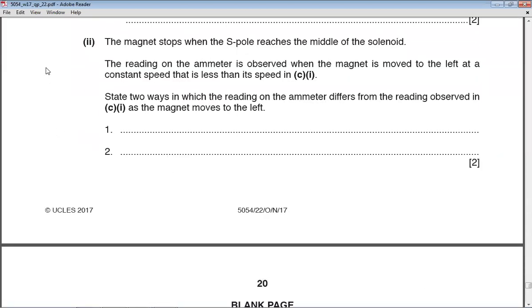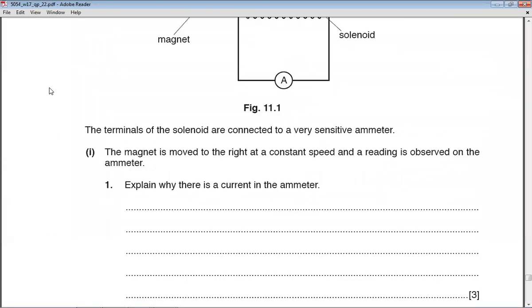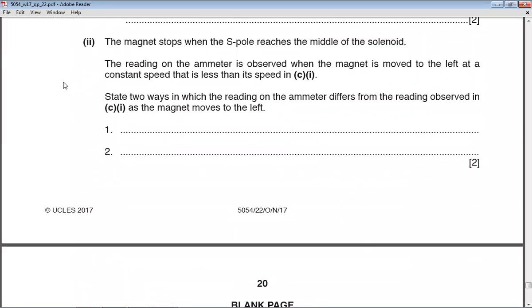Now we have the second part of C. It says the magnet stops when the south pole reaches the middle of the solenoid. The reading on the ammeter is observed when the magnet is moved to the left at a constant speed that is less than its speed in the C first part. State 2 ways in which the reading on the ammeter differs from the reading observed in the C first part as the magnet moves to the left. So there are 2 things they are saying, and now the magnet is moved towards the left.